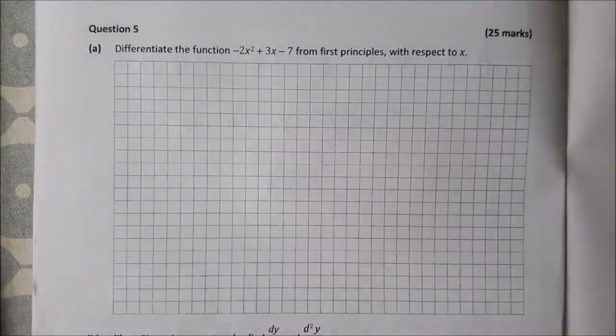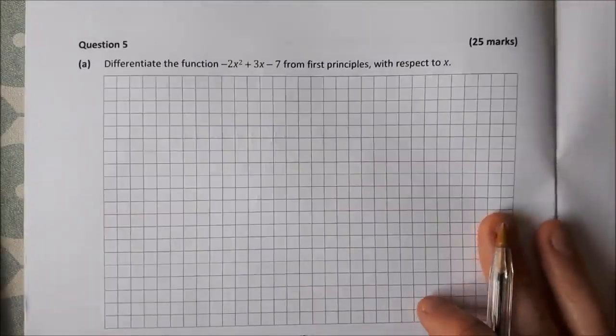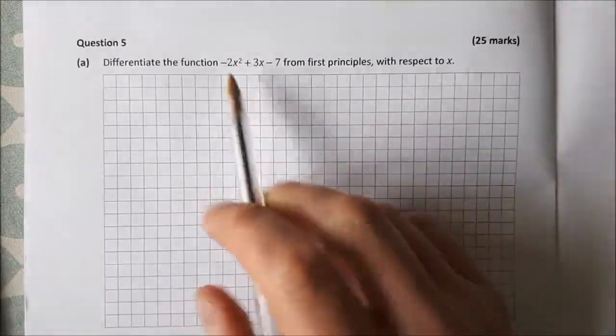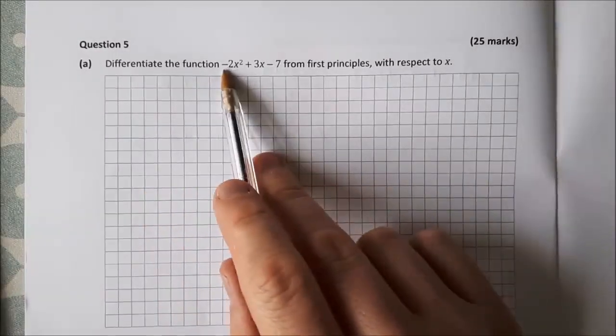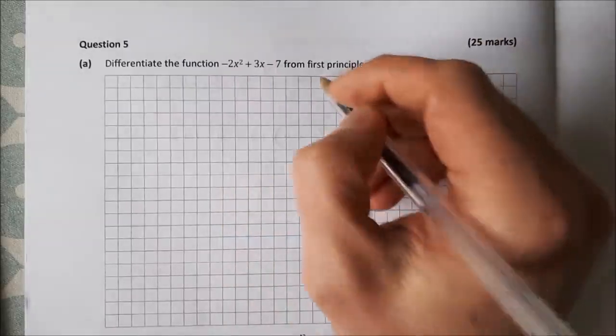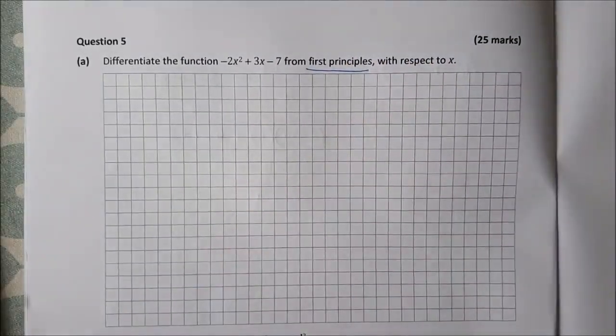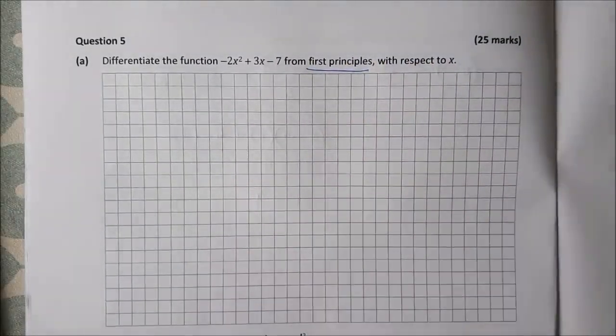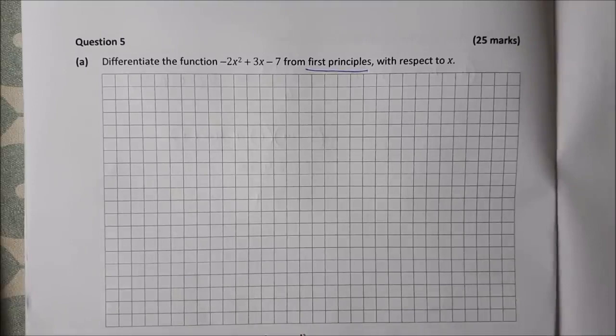Okay, so on to question 5, our first differentiation question. Differentiate the function minus 2x squared plus 3x minus 7 from first principles with respect to x. Now, when people see first principles, they think, oh, it's going to take a long time. And it does, it takes a couple of minutes to do it. But the good thing about first principles is that if you're able to differentiate, then you know what your final answer is going to be.